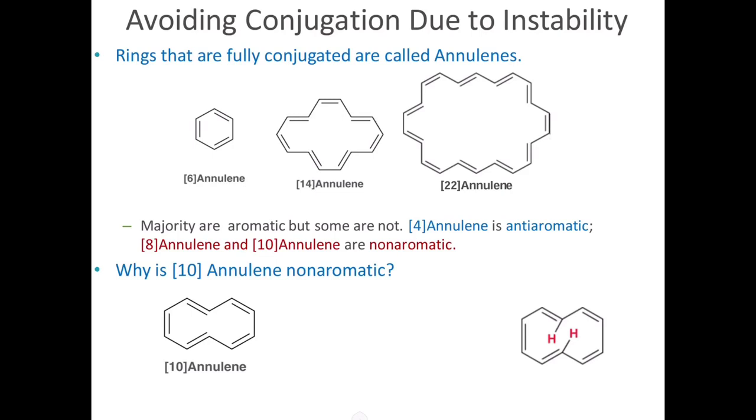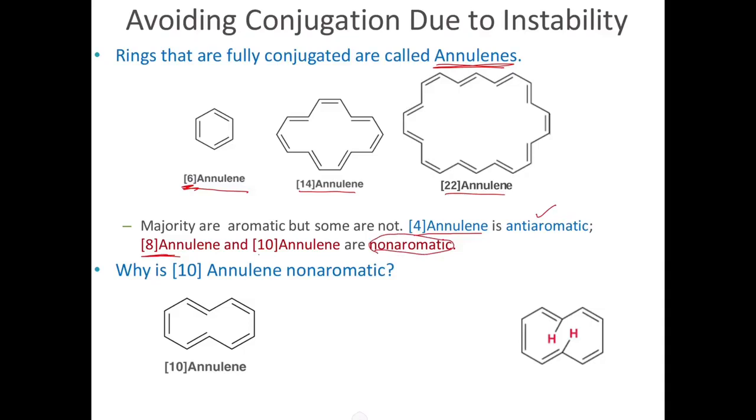Now, when we have fully conjugated compounds, we call them annulenes. So like benzene, we can call it 6-annulene, where 6 refers to the number of carbon atoms, as long as there's full conjugation. This is 14-annulene, 22-annulene. Most annulenes are aromatic, okay? But some are not. For example, we have learned that 4-annulene, which is cyclobutadiene, is anti-aromatic. We have also learned that 8-annulene is actually non-aromatic because it acquires a tub shape.